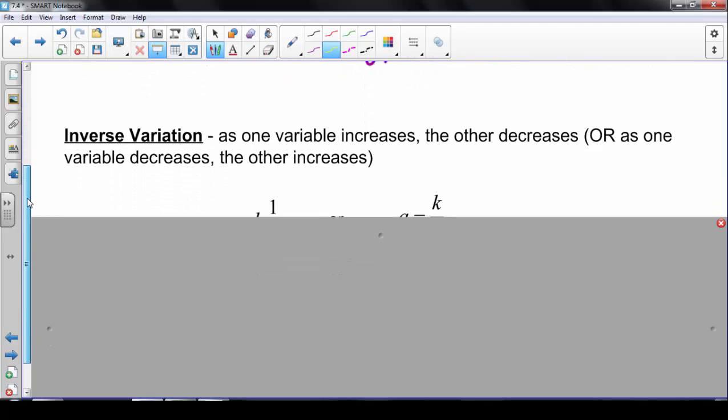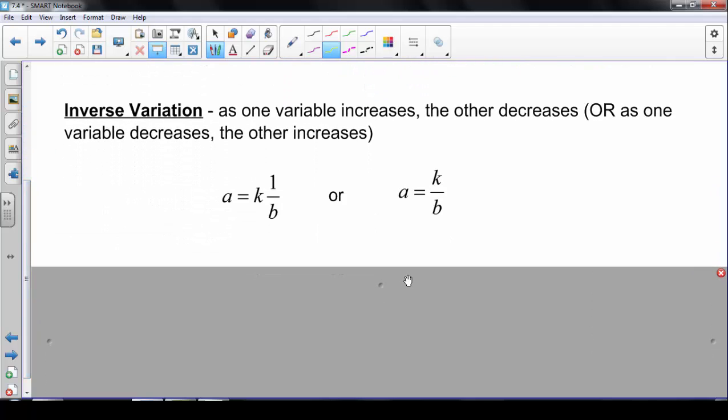The opposite of that would be inverse variation. So as one variable increases, the other decreases. So as one goes up, the other goes down, or as one goes down, the other goes up. And once again, this k is still that constant of variation.